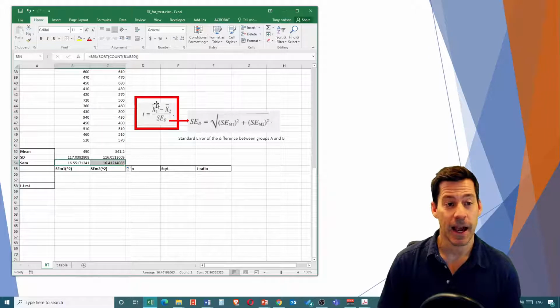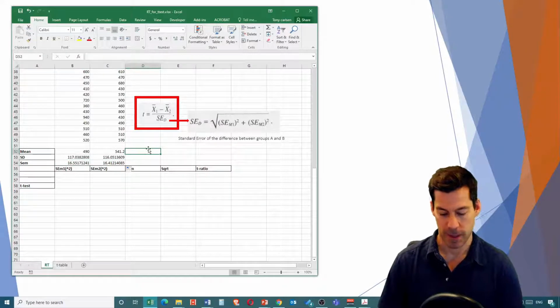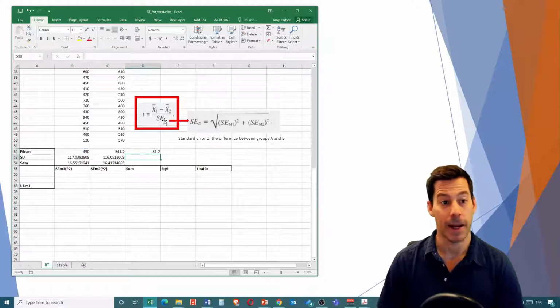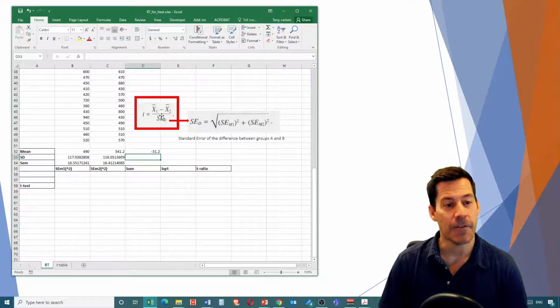If I like, I can start calculating this out. What is t? T ratio equals mean 1 minus mean 2. Well, let's figure that out first. Equals mean 1 minus mean 2. Great. My mean difference is minus 51.2, right? There's a difference of 51 milliseconds between these two sets. Great. Now I need to divide by the standard error of the difference.